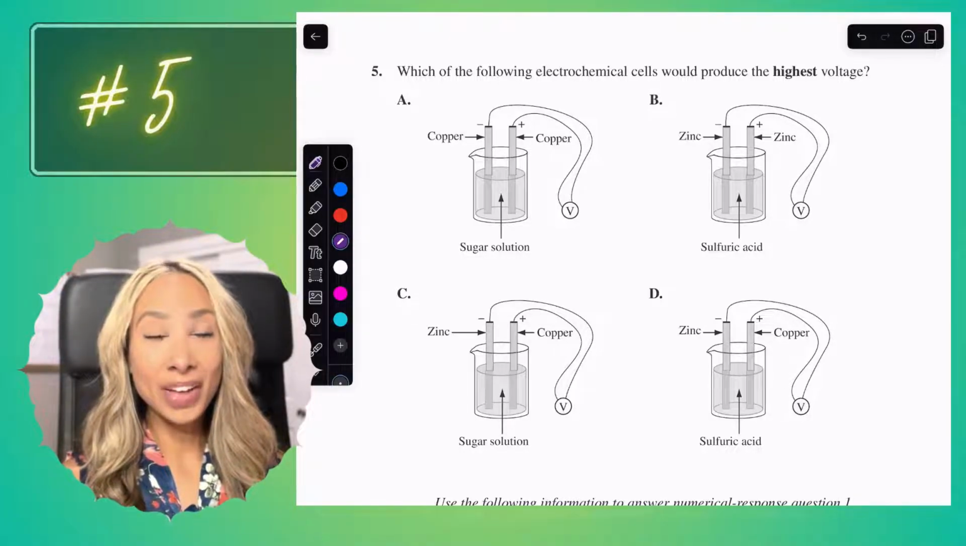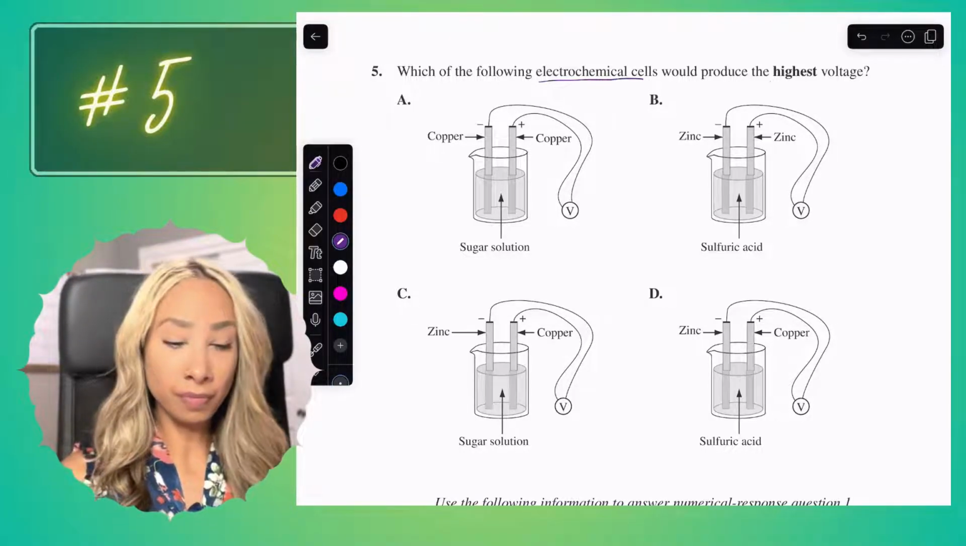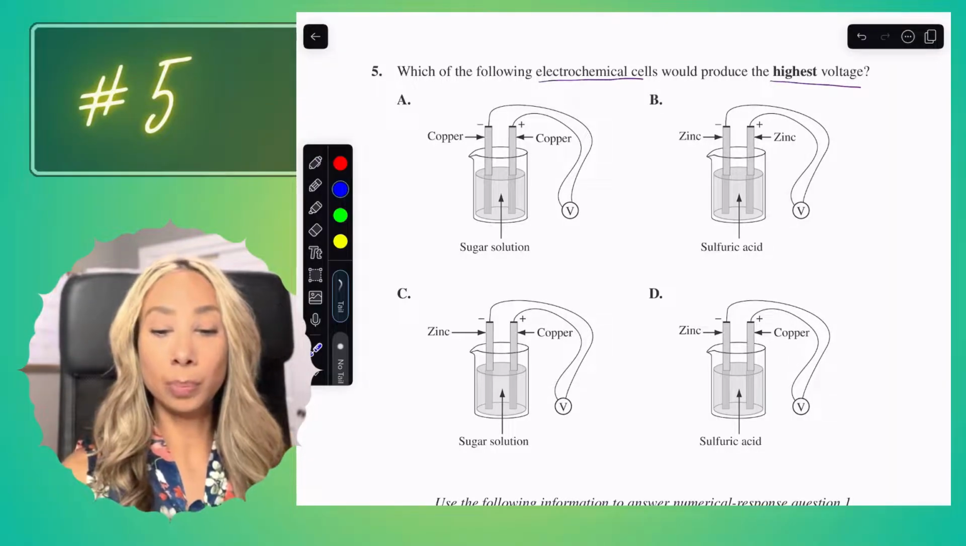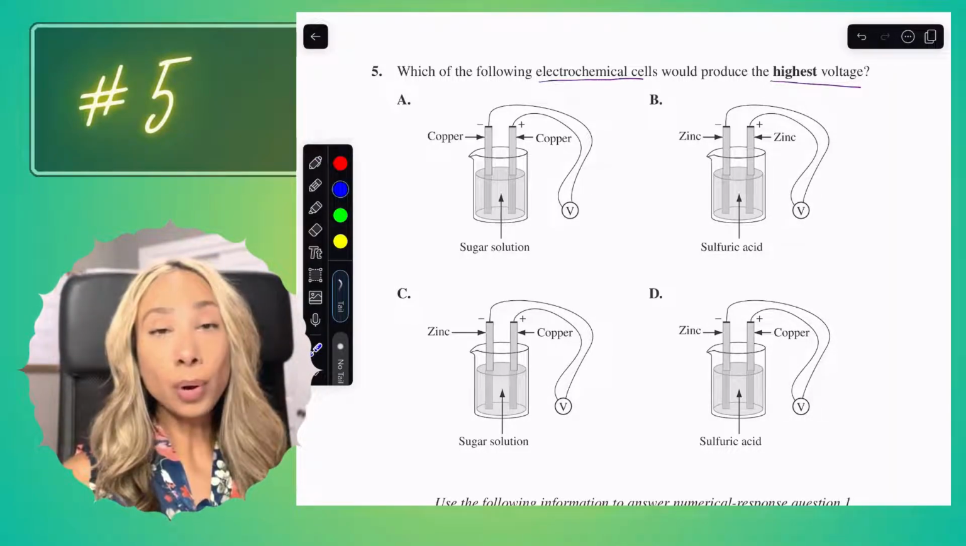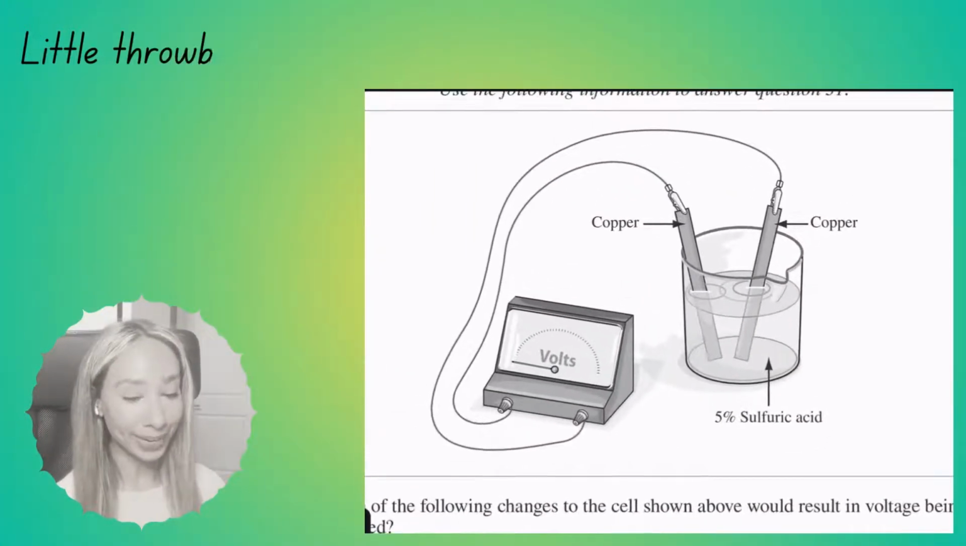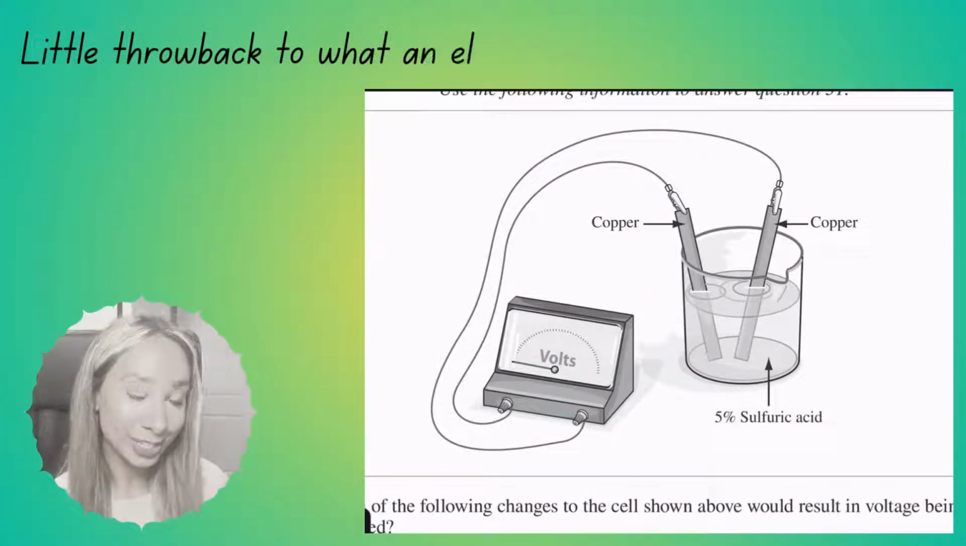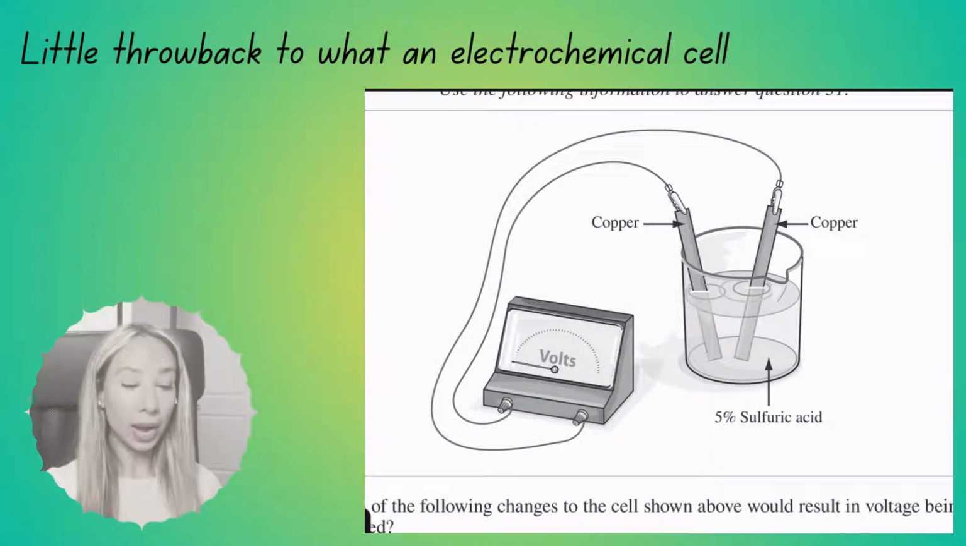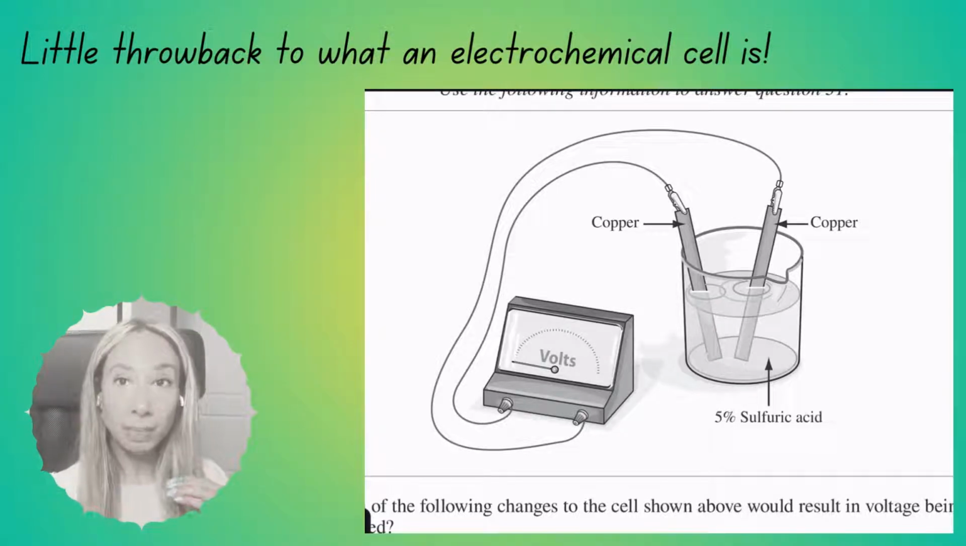Okay, number 5. So with this one, we want to know which of the following electrochemical cells would produce the highest voltage. So for this one, we need to be really clear of what an electrochemical cell is. Basically a battery. Well, almost. Our picture is a little bit different here. But essentially, we've got our electrodes, which are the metals that are going to help generate a current.